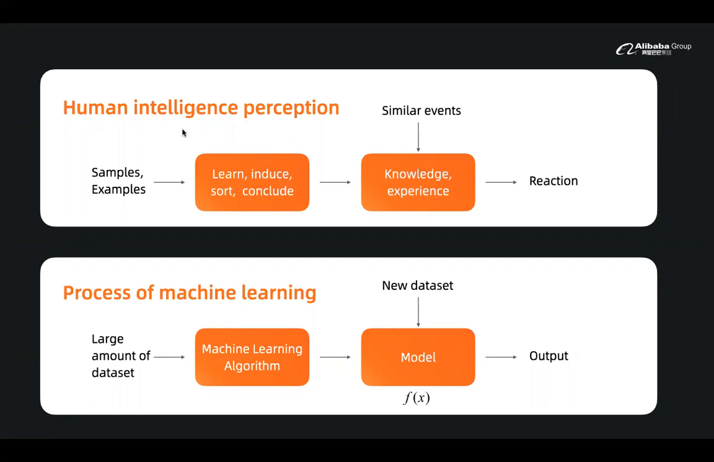So this is how human intelligence perceives a new thing. When we were little babies, we learn from a lot of samples and examples. We induce, we do the sorting, we do conclusions. And then all this will become our knowledge and experience. And next time when we encounter similar events, we can make the reaction accordingly. And this is the process of machine learning. So from a larger amount of data, and by selecting the right algorithm, we can train the model. And next time when we give the machine a new data set, it will have the output accordingly.